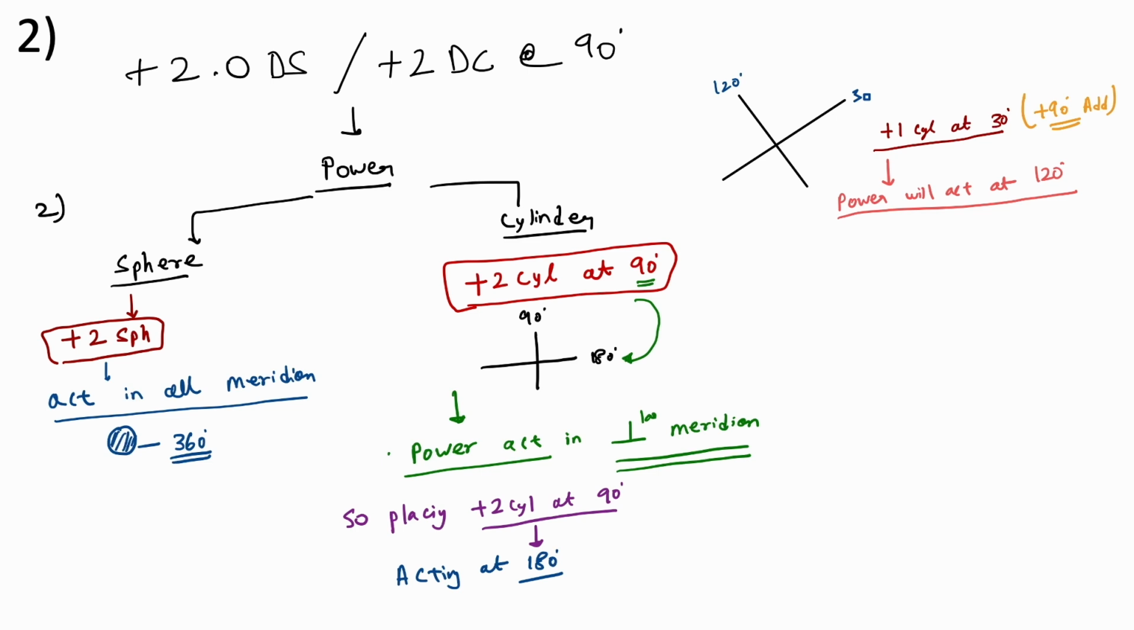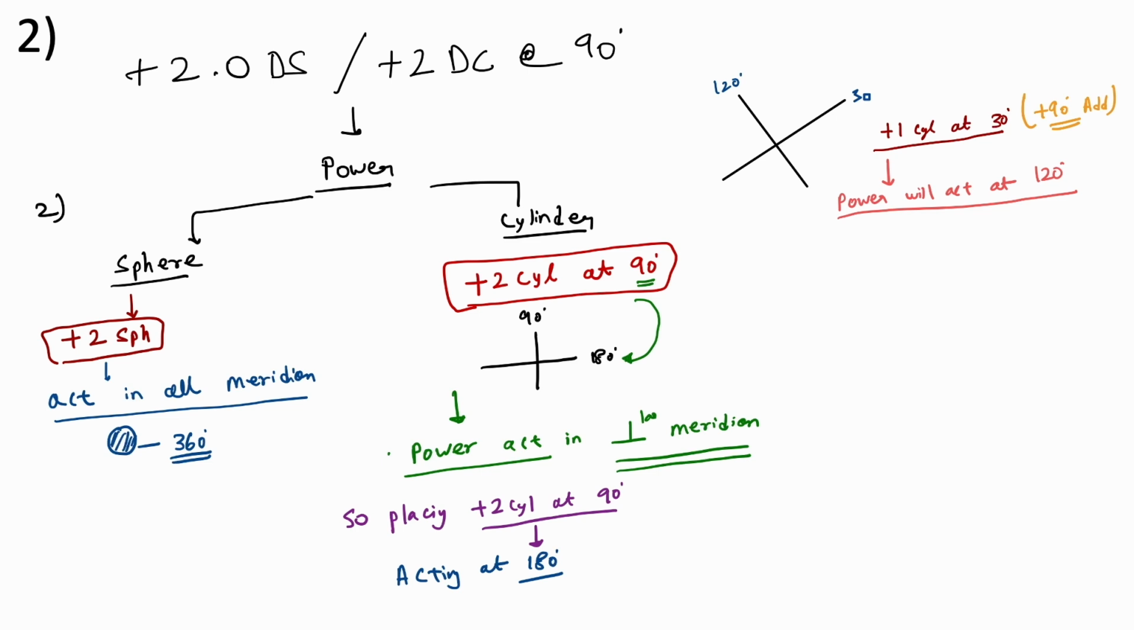Second point, how the lens components work. See, there are two parts. First is sphere, second is cylindrical. The sphere will act in all 360-degree meridians. Think of it as a uniform power which is acting in every direction. However, the cylinder will act only in the meridian perpendicular to it.